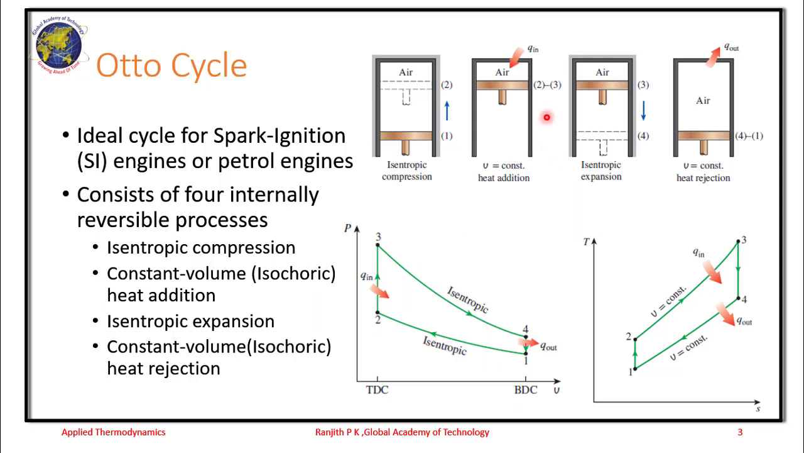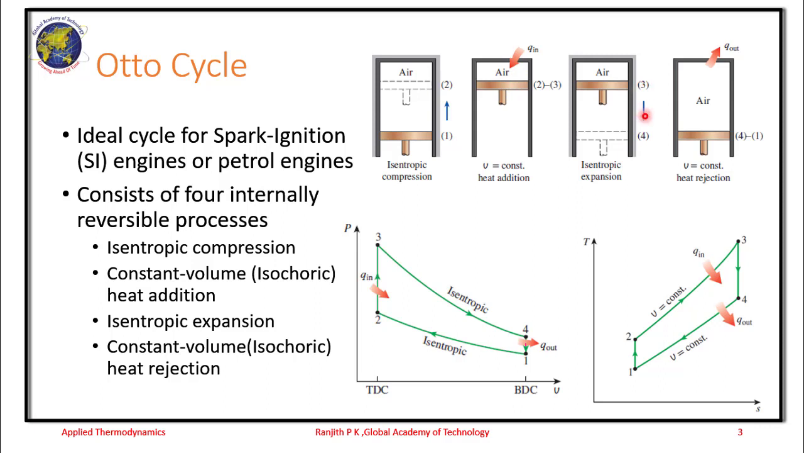In the next process 2 to 3, there is an external heat addition. Essentially in the actual cycle the spark plug initiates the spark and it gives the heat source, and the compressed air fuel mixture ignites, whereas thermodynamically it is represented by a heat addition process 2 to 3. It is an isochoric heat addition where the volume of the air fuel mixture remains the same.